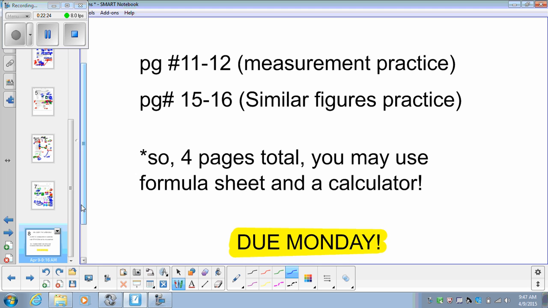Pages 11, 12, 15, and 16. And I will see you guys on Monday to talk about transformations when we get back.